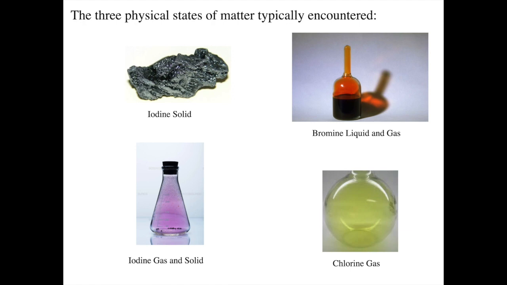its container. We see in the picture in the upper right bromine as both liquid and gas. The liquid bromine is at the bottom of the container, and filling the volume above the liquid is gas phase bromine, that brown gas. Both the gas and the liquid can flow and can take the shape of their container. The liquid, however, does not fill the volume of the container while the gas does.